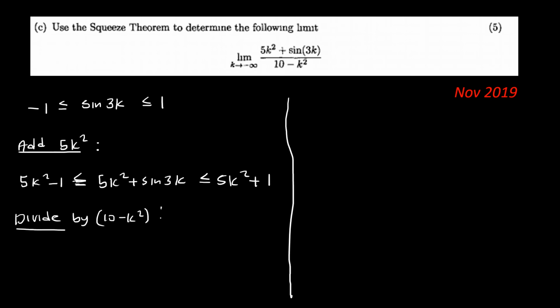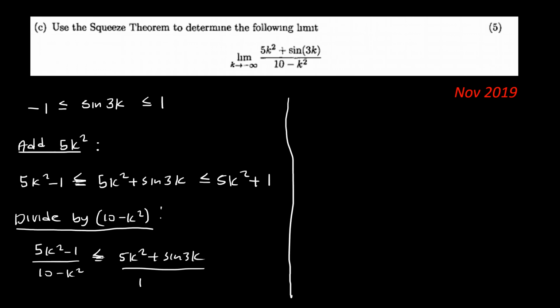You see, we are doing it step by step. So now divide 5k squared minus 1 by 10 minus k squared. Divide that sine. We get 5k squared plus sine 3k over 10 minus k squared, which is exactly what we wanted, right? So which means this is our last step before we calculate. I hope this is clear.